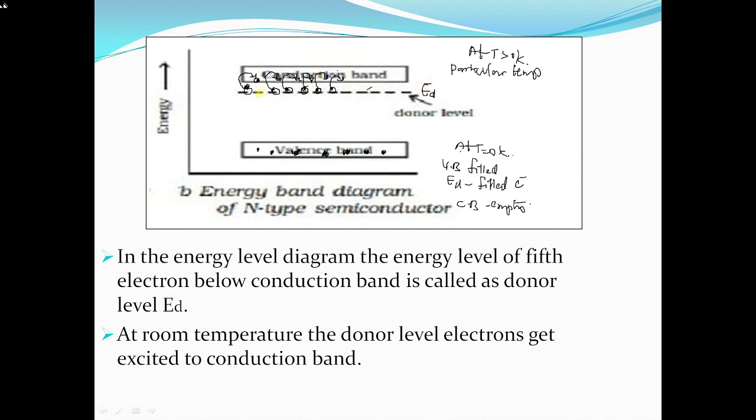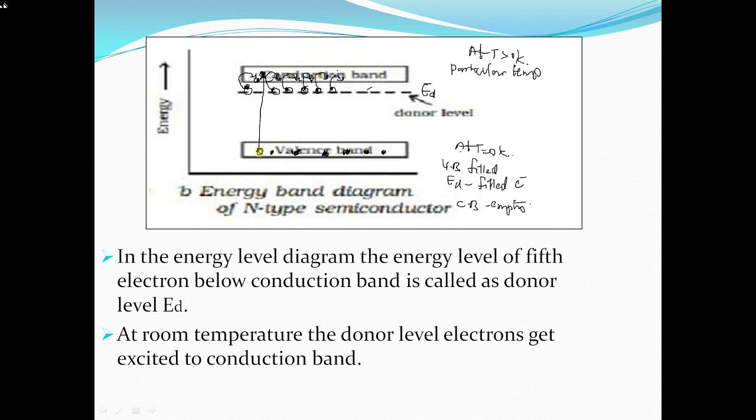Here electrons from the donor level are jumping to the conduction band. So at a particular temperature, the donor level becomes empty. Still you are giving temperature. So what happens? Now electrons move from the valency band to the conduction band, creating holes in the valency band.